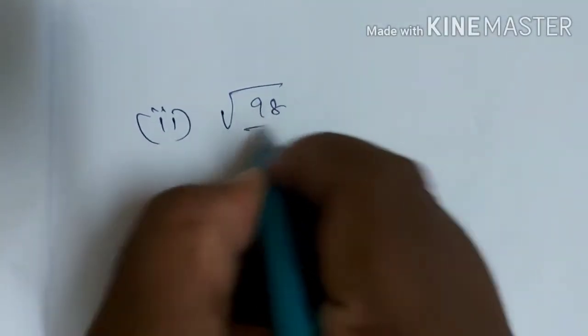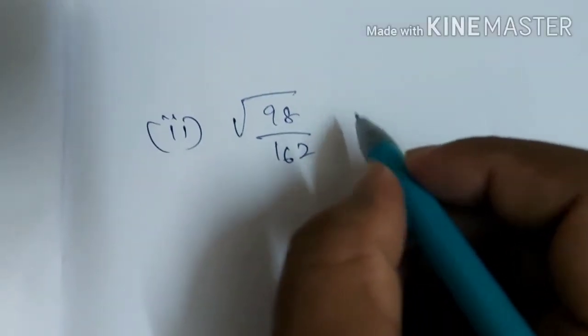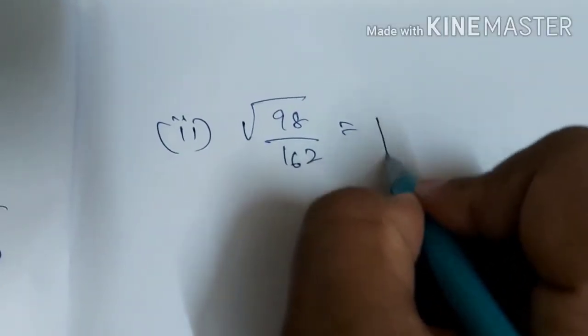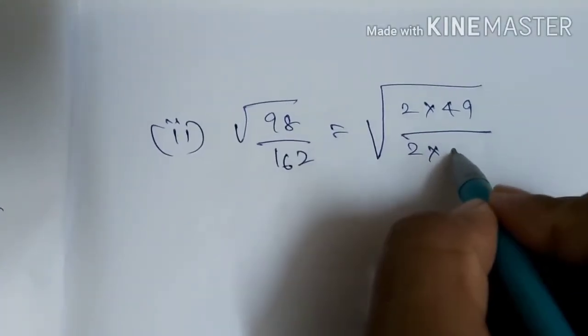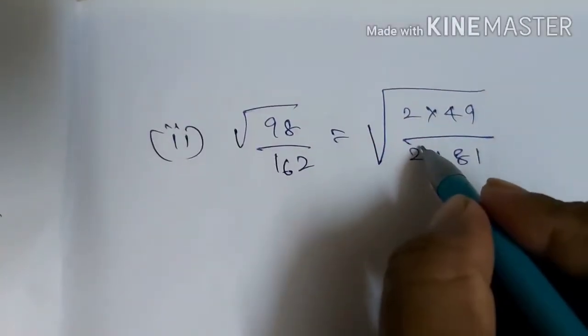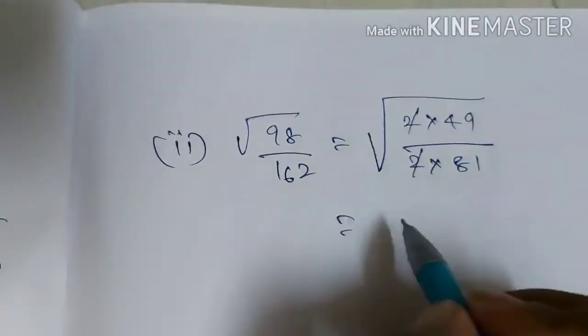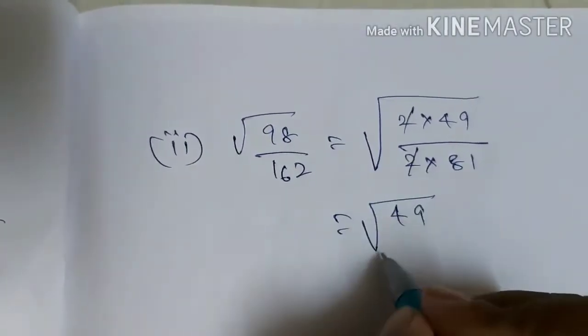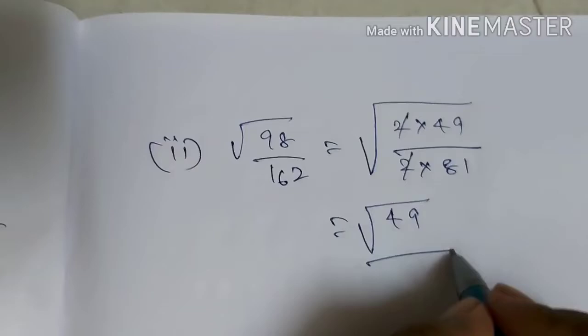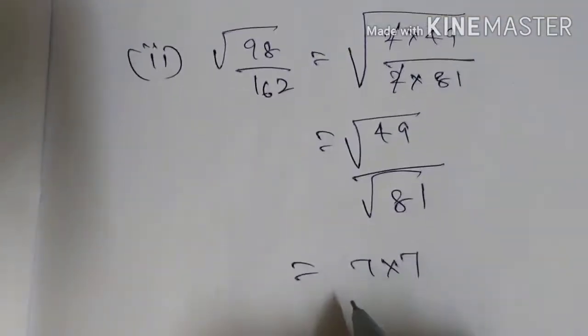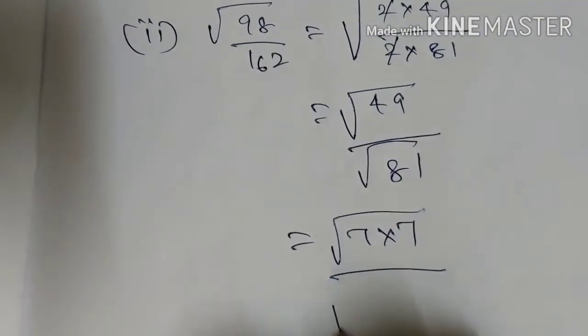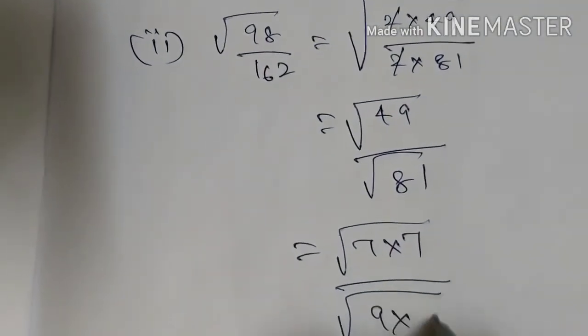And the next option: the square root of 98 by 162. Here take the 2 table: 2 into 49 by 2 into 81. Again the 2 is a common number, so cancellation. So write the square root of 49 by the square root of 81. 7 sevens are 49, 9 nines are 81. So the answer, taking the two numbers, is 7 by 9.